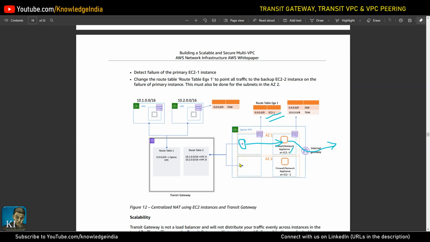If you want to use a custom appliance or basically a filtering software on an EC2 instance, you can use this mechanism. But in this case, managing these EC2 instances is your responsibility as a customer. You will have to take care of it. AWS has introduced a managed solution for this as well. We'll surely cover that in one of the upcoming videos.